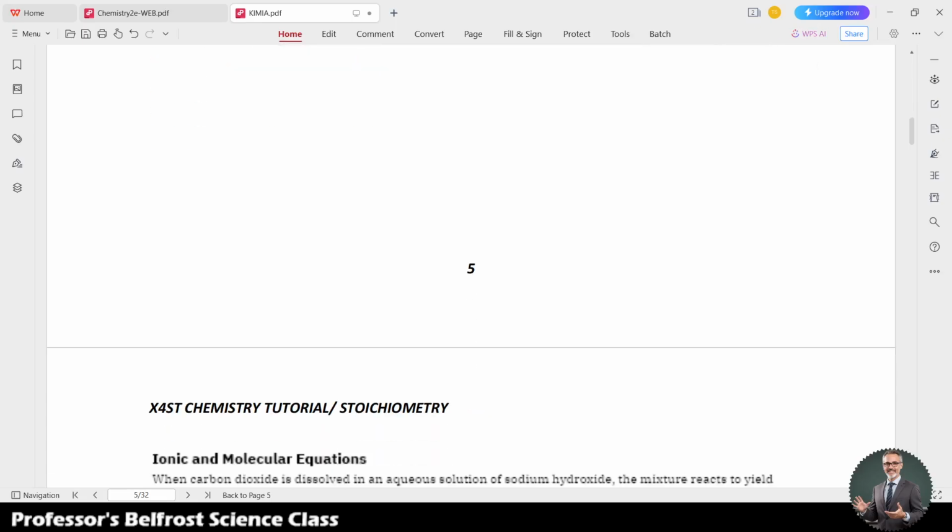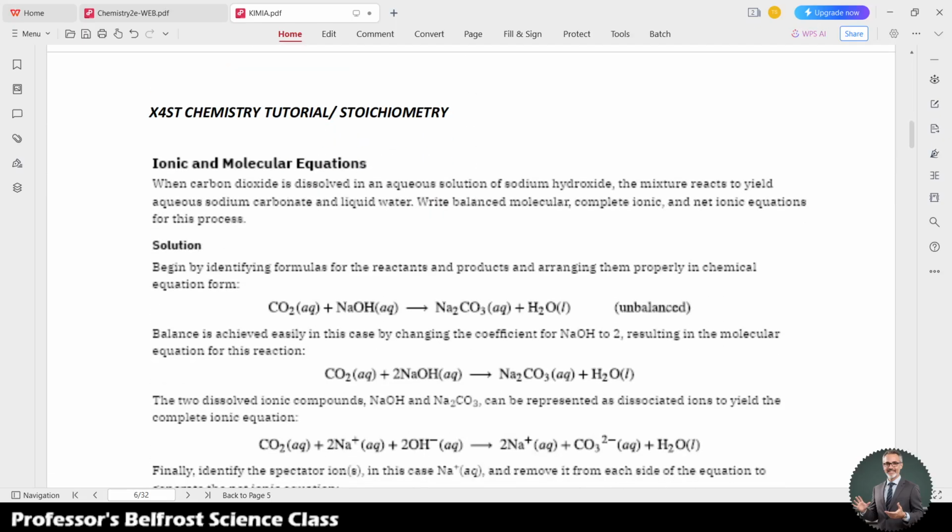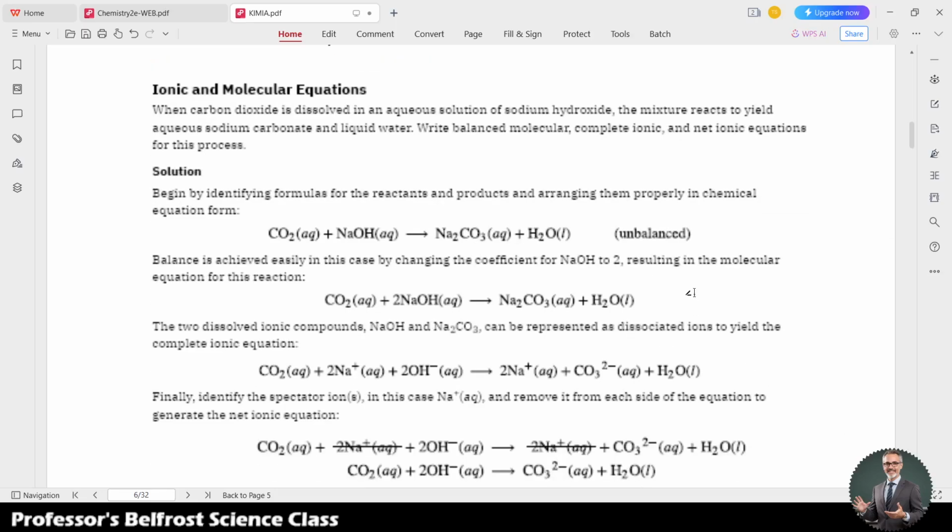So now let's dive more into this by examining the example on this one, about ionic and molecular equations. When carbon dioxide, CO2, is dissolved in the aqueous solution of sodium hydroxide, which is NaOH, the mixture reacts to yield aqueous sodium carbonate. Sodium is Na⁺, while carbonate is CO3 with the charge 2−. So it will create Na2CO3 and liquid water, H2O, and we need to write a balanced molecular, complete ionic, and net ionic equation for this process.